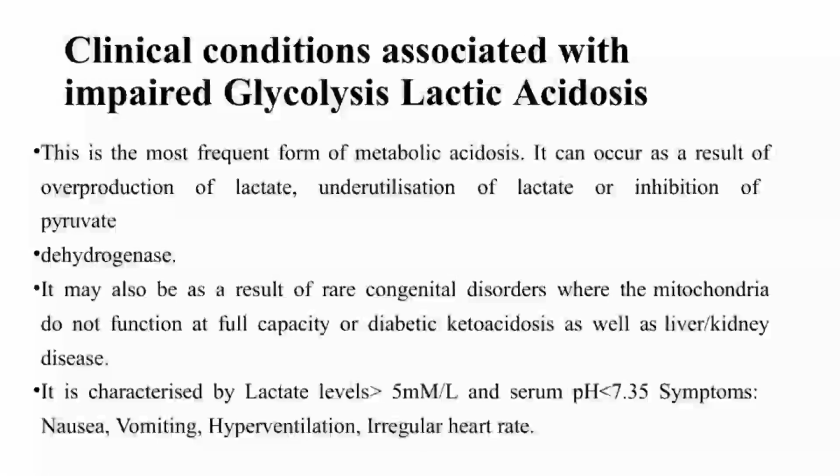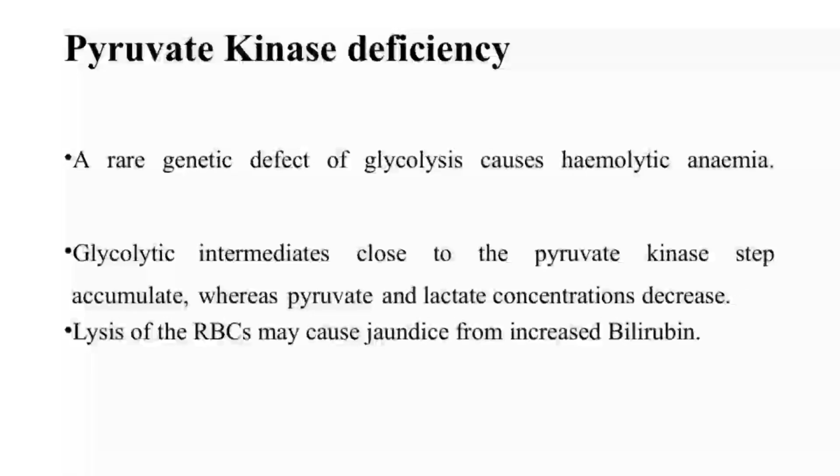So, here we're looking at a rare genetic defect in glycolysis that specifically causes hemolytic anemia. What happens in this case is that intermediates in the glycolytic pathway, especially those close to the pyruvate kinase step, tend to accumulate. At the same time, you'll see a decrease in pyruvate and lactate levels. This imbalance impacts the red blood cells' energy production, making them more prone to destruction.